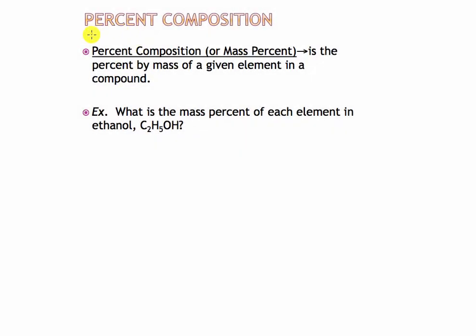Okay, today's video lesson is on percent compositions. And percent composition, or what is known as mass percent, is a way of looking at how a compound's mass is divided up by the elements that make it up. So if we look at this compound as a whole piece, we want to know how much of it is made up of carbon, how much of the compound is made up of oxygen, and how much of it is made up of hydrogen.